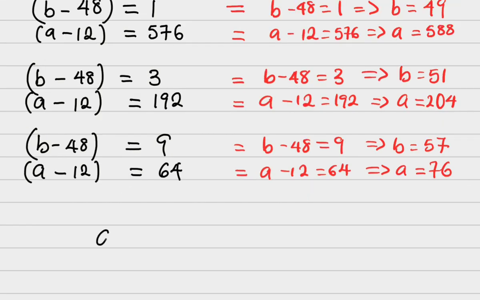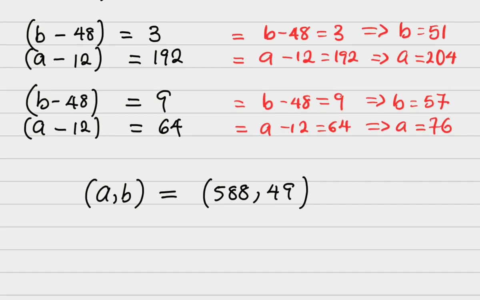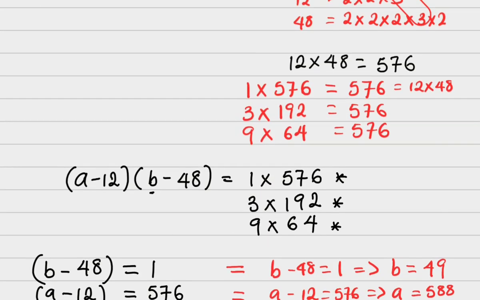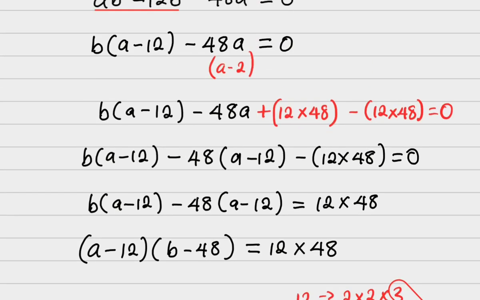Now combining it in the form A comma B, the first one will be 588 comma 49. Then the second one will be 204 comma 51. Then the last one will be 76 comma 57. So these are our values for which this particular question or expression will be correct.